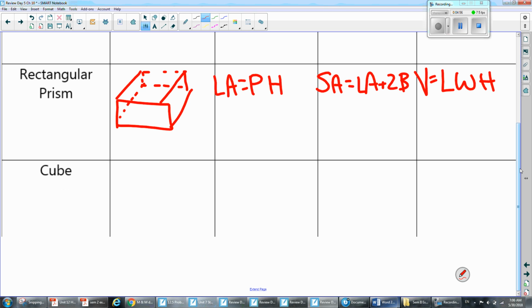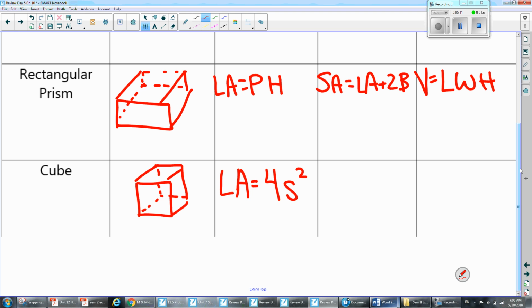For a cube, we're using for the lateral area 4 times s squared. S again is just the side length of each side of the cube. Surface area is including all 6 faces, so 6s squared. And our volume then becomes s cubed when you take the length times the width times the height.